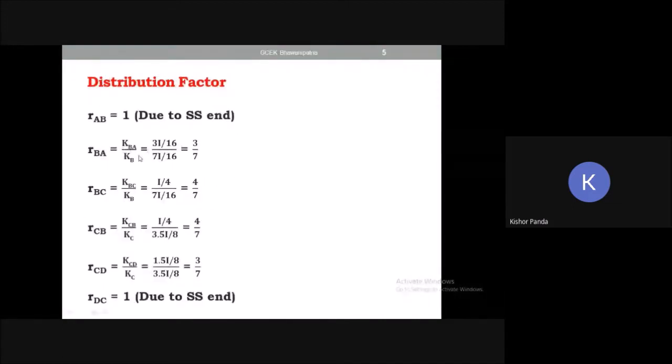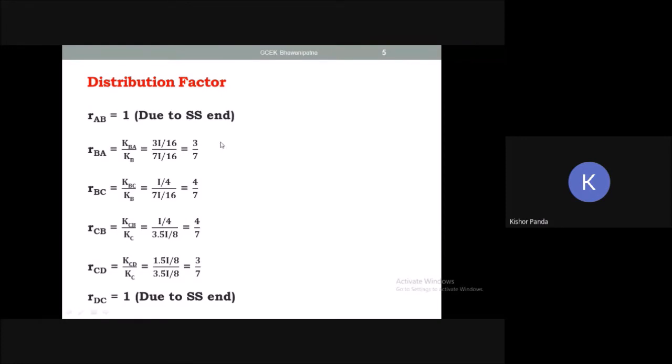RBA, KBA by KB, is equal to 3I by 16 divided by 7I by 16. So this is equal to 3 by 7. Similarly, RBC is equal to KBC by KB, I by 4 divided by 7I by 16, is equal to 4 by 7. Then RCB is equal to KCB by KC, I by 4 divided by 3.5 I by 8. This is equal to 4 by 7. Then RCD is equal to KCD divided by KC, 1.5 I by 8 divided by 3.5 I by 8, is equal to 3 by 7. Then RDC is equal to 1.